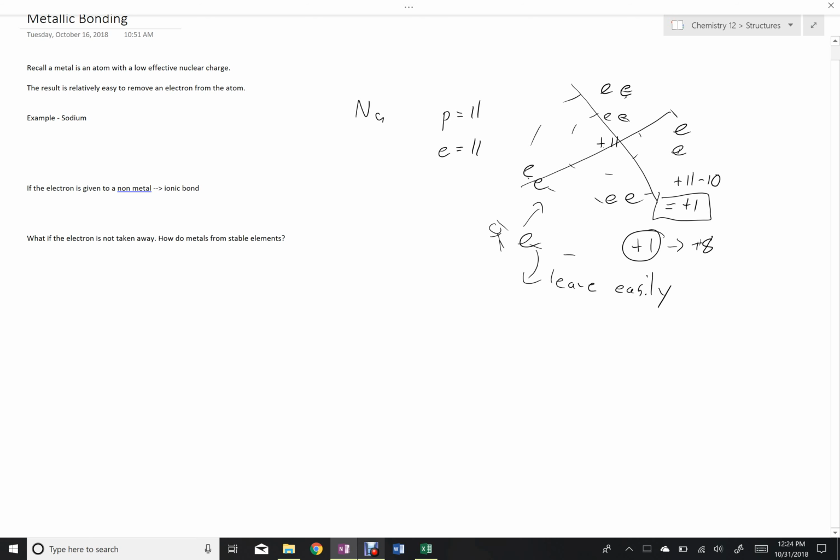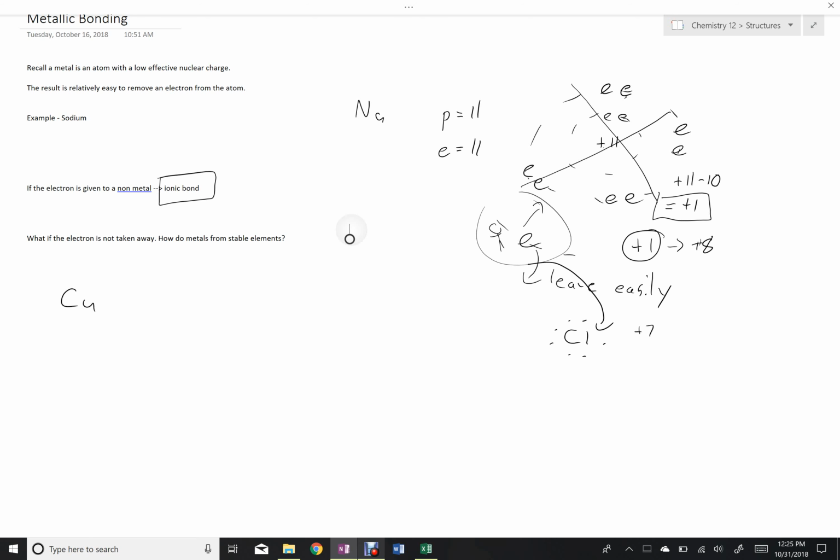Now, we understand that if a nonmetal, like chlorine, comes along, it can take that electron, and it has a high effective nuclear charge, plus 7 in this case, and so that's a natural thing that will happen, and we call that an ionic bond when that electron is transferred. But lots of elements, let's say copper for example, are very stable just on their own as an element. So how, if this atom is so easy to lose its electron or so willing to lose its electron, can it form a stable material like copper or iron or something like that?